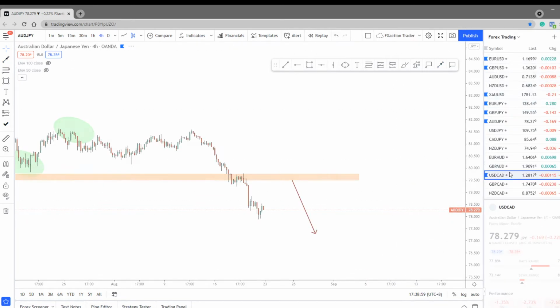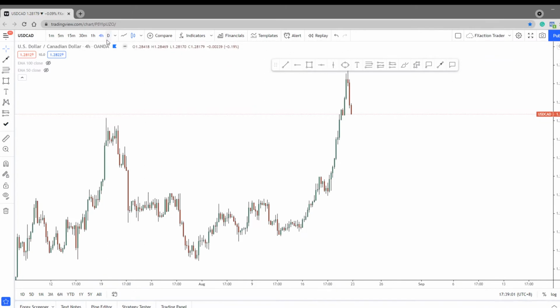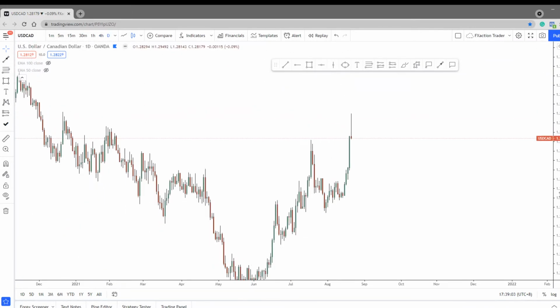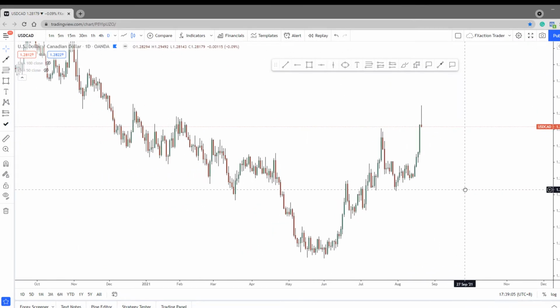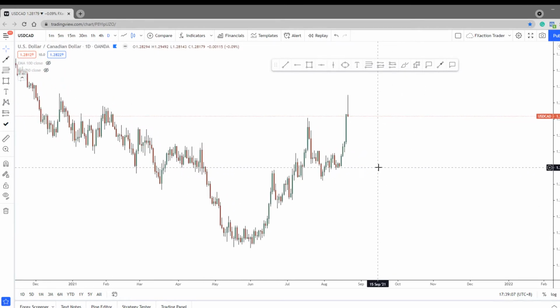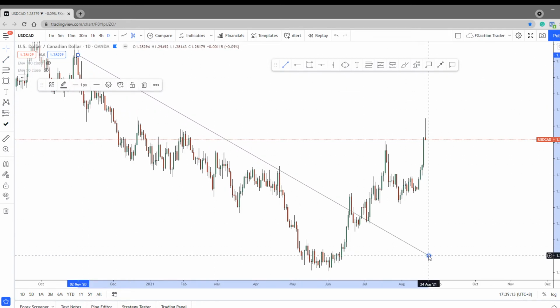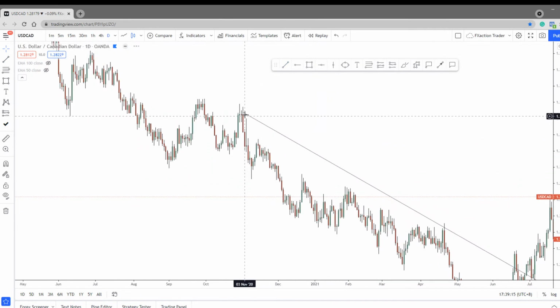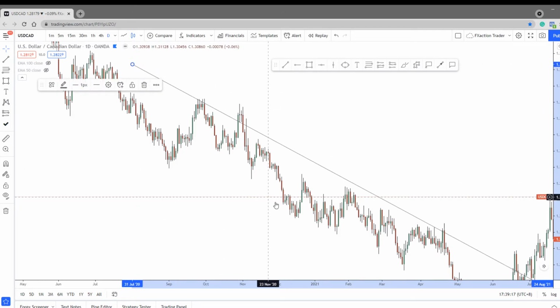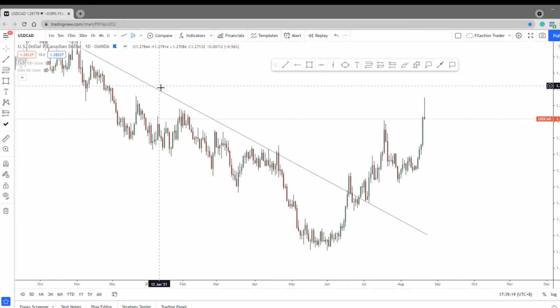And the last pair for this week, dollar CAD. Dollar CAD has been a very interesting pair along the week. First thing first, we can see that the market has been trading in a downtrend for quite some time, I believe more than 6 or 7 months, and this downtrend trendline on the daily chart was finally broken in June.